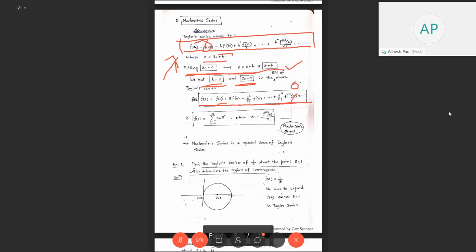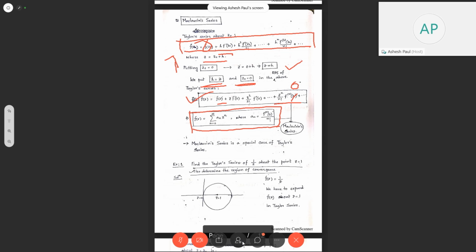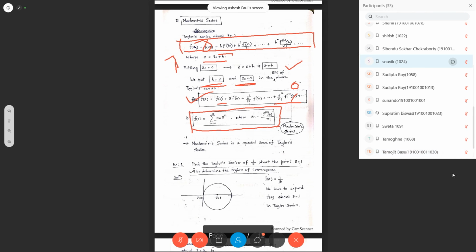So this form of Taylor series is known as the Maclaurin series, and in summation form we can write this Maclaurin series as summation n runs from 0 to infinity a_n z to the power n, where a_n equals the nth derivative of f at the point 0 by factorial n. This series is called Maclaurin series.